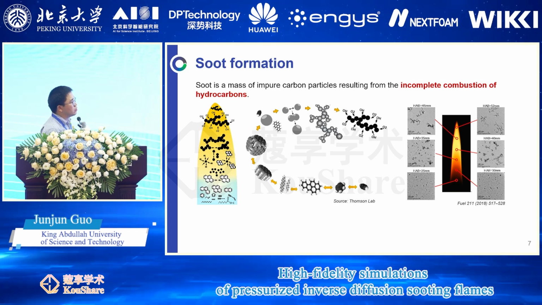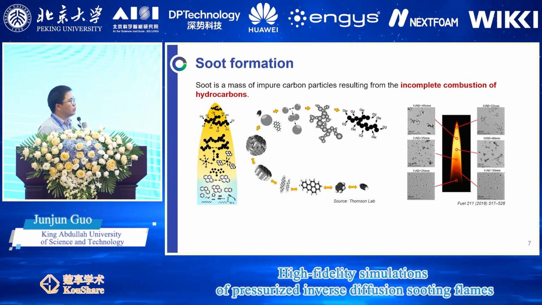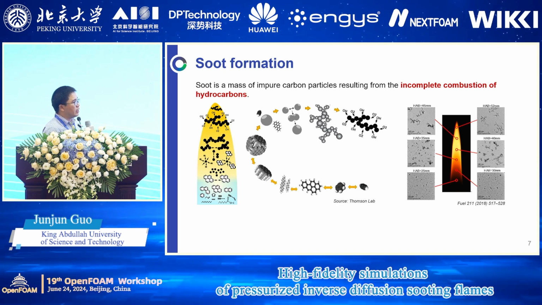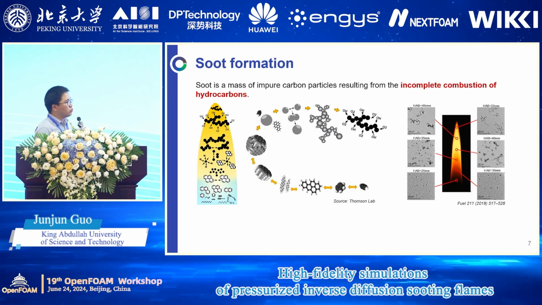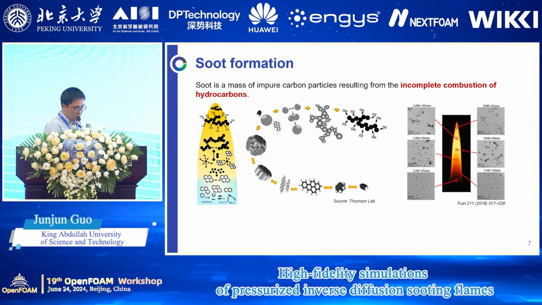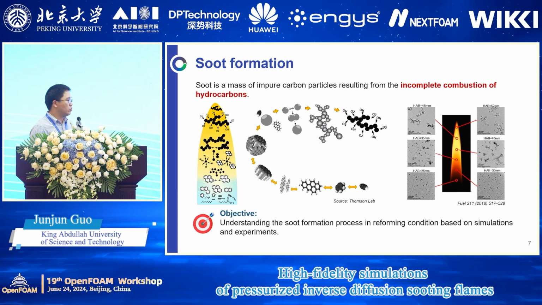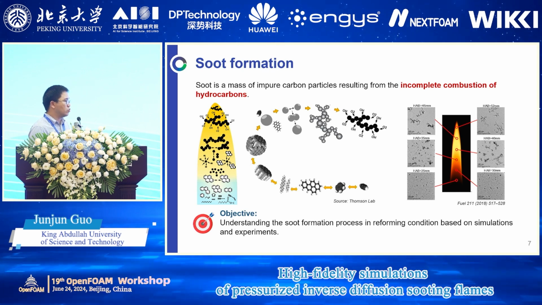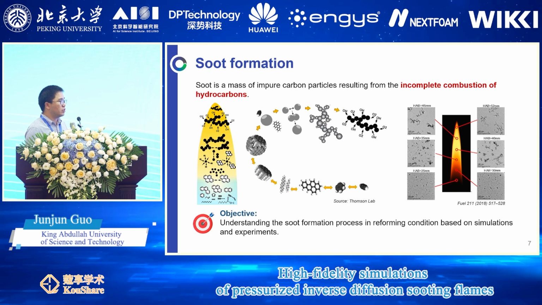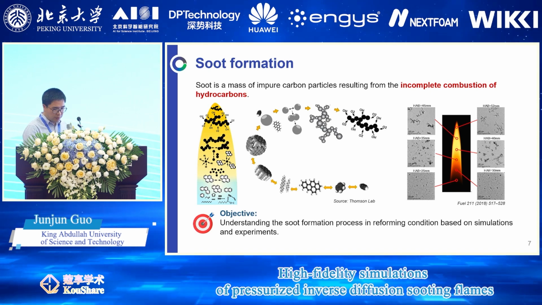This figure shows the soot morphology captured from different flame locations. You see that it's very complicated, and the morphology also changes through the combustion stages. So the objective of our study is to try to understand the soot formation process in these reforming conditions based on both numerical work and experiments.